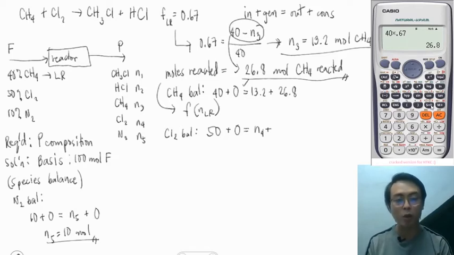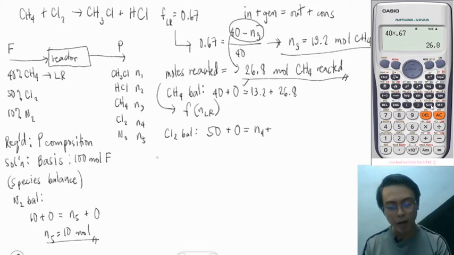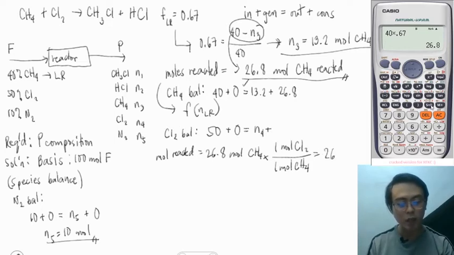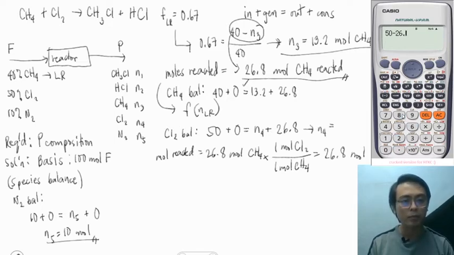So you go back to the number of moles reacted. So the moles reacted is 26.8 moles of CH4. You simply have to perform stoichiometry using the balanced equation. So 1 mole of methane is equivalent to 1 mole of Cl2. Therefore, the number of moles of chlorine consumed is still 26.8 moles. So you can add here 26.8. You can get the value of N4 as 50 minus 26.8. We get a value of N4 as 23.2 moles chlorine.